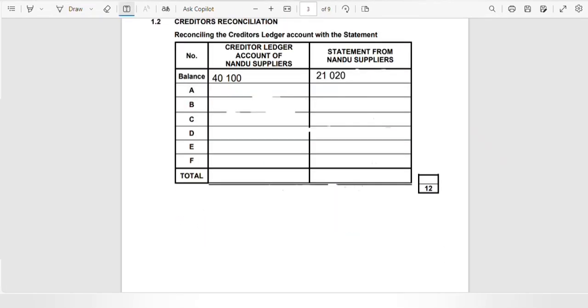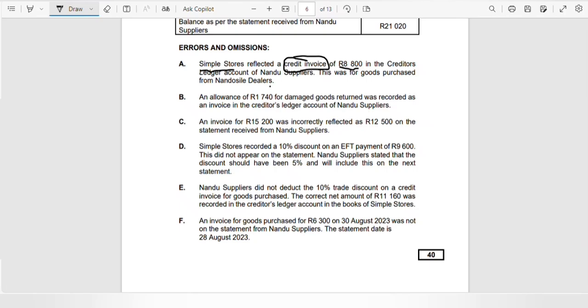So we're going to say minus 8,800, because we as business said plus to the account of Nandu Suppliers, while we are not buying goods from them, we are buying goods from another store. So now we have to decrease, because we added the stock of 8,800. We have to decrease that stock because it does not belong to that account.